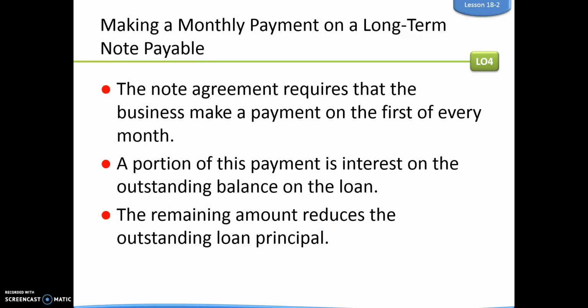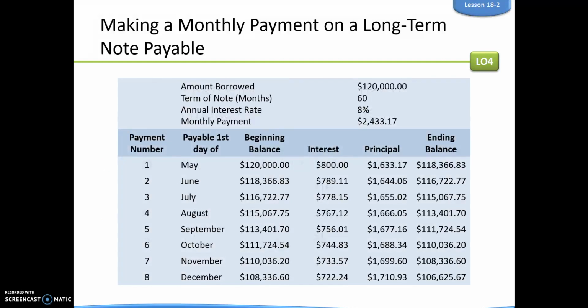So what happens when you take out debt from a bank is that you do have to make monthly payments to the bank. The note agreement requires that we make payments on the first of every month, or whatever your bank happens to require. And remember that a portion of this payment goes to interest as well as to the outstanding balance. Typically they'll have some sort of a schedule like this laid out for you, which shows what you're starting with.